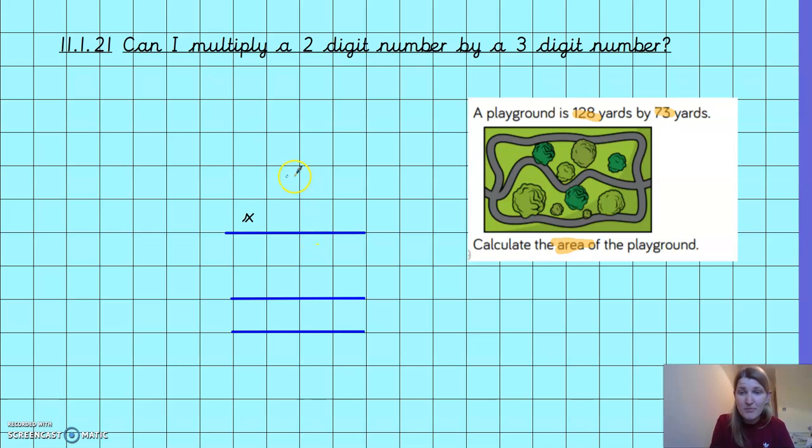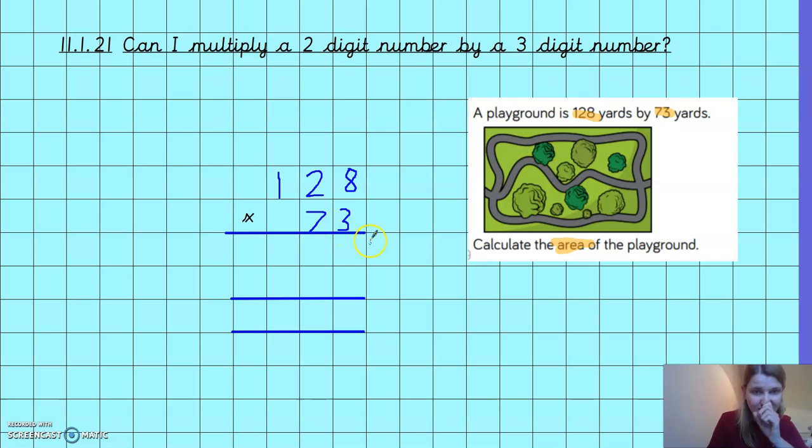Now, as we know, multiplication is commutative. It doesn't matter which way round we do it, but I'm going to put the 3-digit number at the top purely because it's less steps for me and because that's the way I've done with the others. So there we go. Again, want to have a go before I do? Pause me.